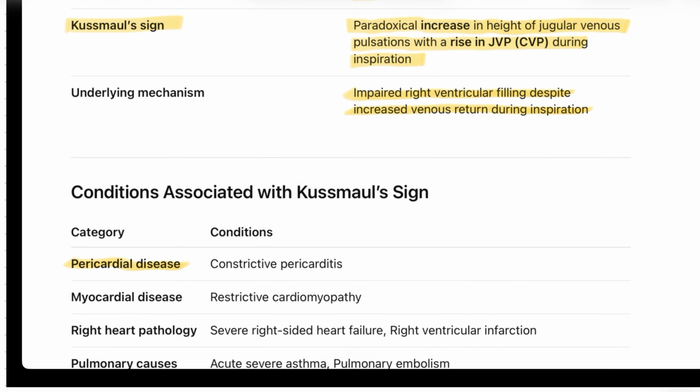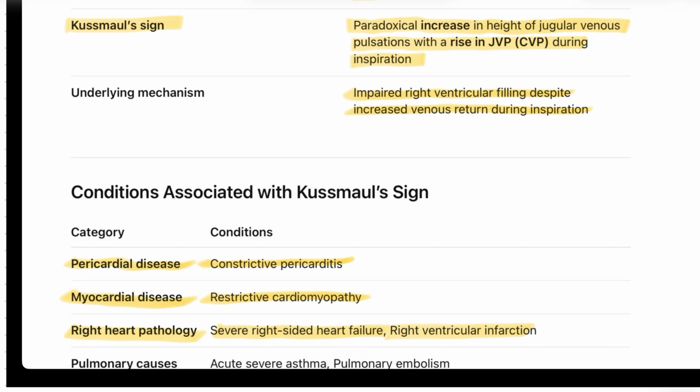In pericardial diseases, we have constrictive pericarditis. In myocardial disease, we have restrictive cardiomyopathy. In right heart pathology, we have right-sided heart failure. Even right ventricular infarction, it is related to JVP waveform, so obviously it has to involve only the right side of the heart. That is what I am saying from the previous section.